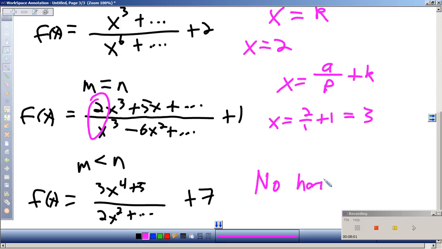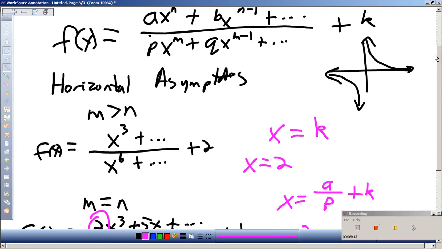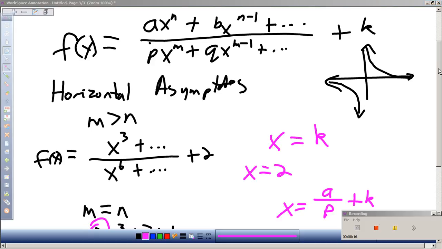no horizontal asymptote. So anytime the power on the bottom is smaller than the power on top, you do not get a horizontal asymptote at all.